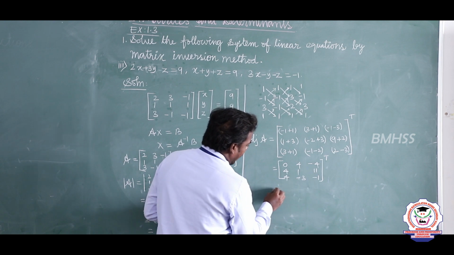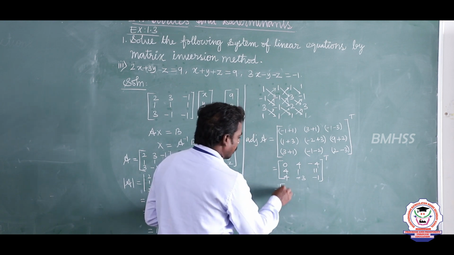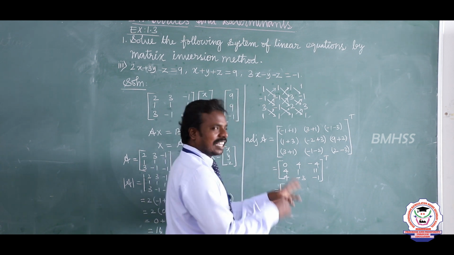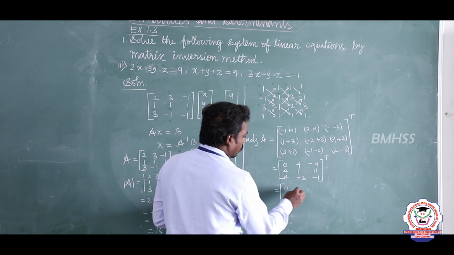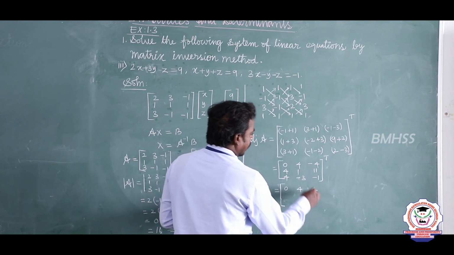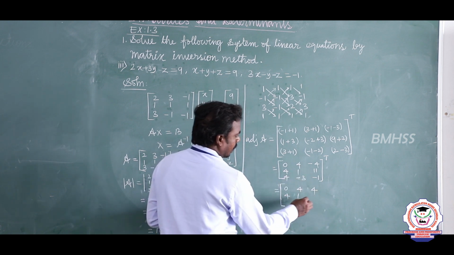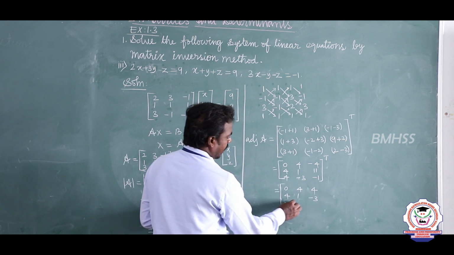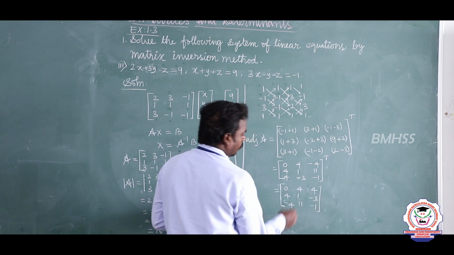Now, transpose this matrix. Transpose is nothing but interchanging of rows and columns. So, the first column changes to the first row: 0, 4, 4. The second column changes to the second row: 4, 1, minus 3. And the third column changes to the third row: minus 4, 11, minus 1. So, this is the adjoint of A.